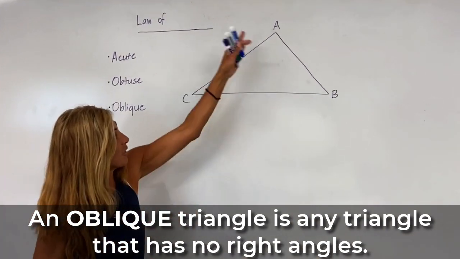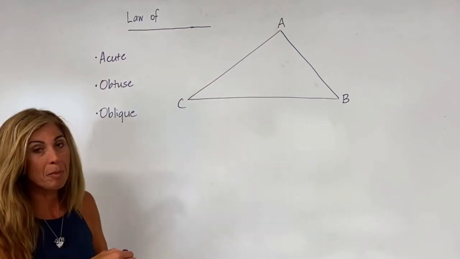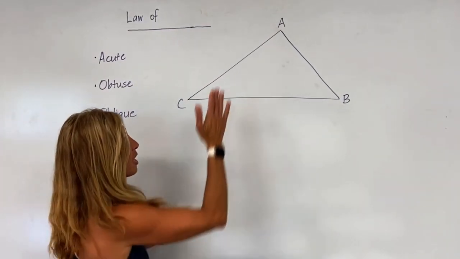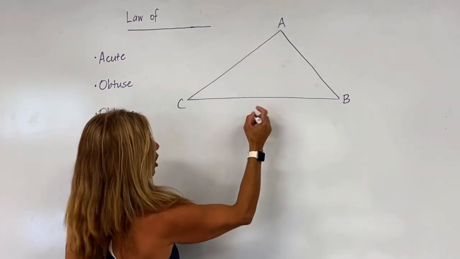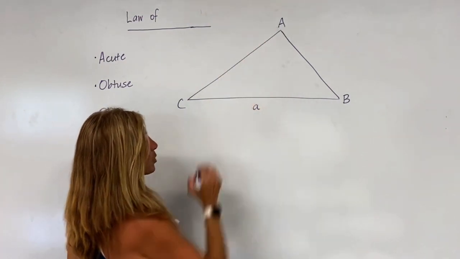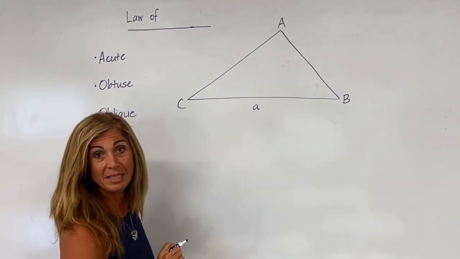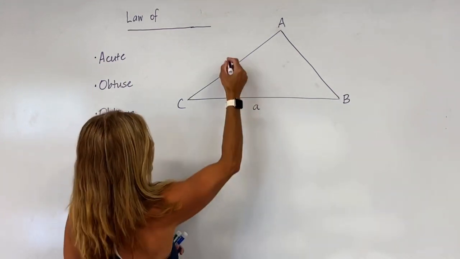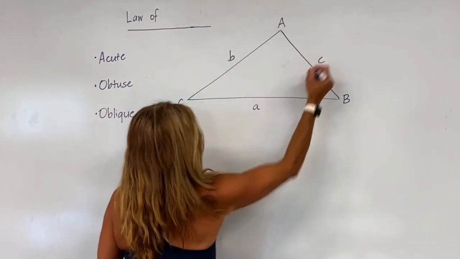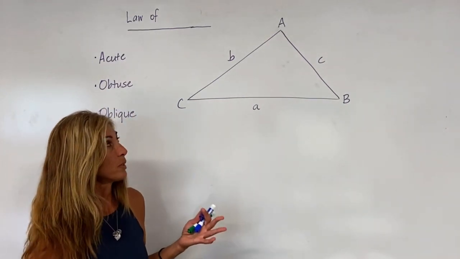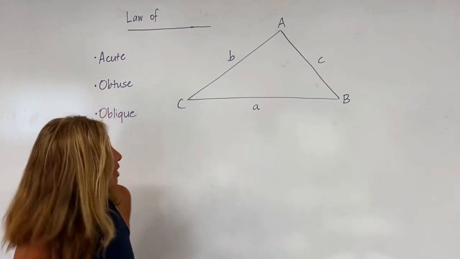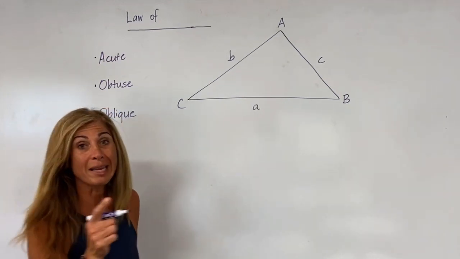So here is our triangle, ABC. If you remember the way we label our triangles, our capital letters are for our vertices, and opposite those angles, we use a lowercase to signify the side. So this would be side a, this would be side b, and this would be side c. Now, if you notice, because this is oblique, we don't have any right triangles. However, we can create them.